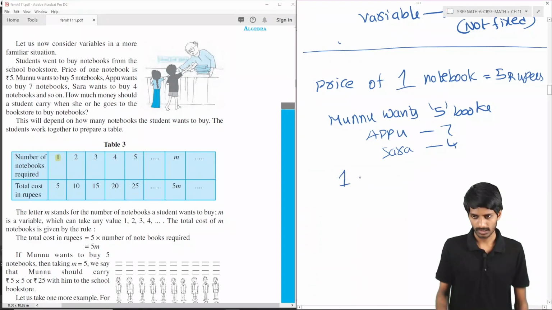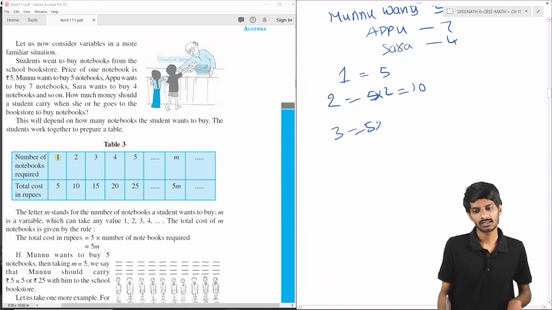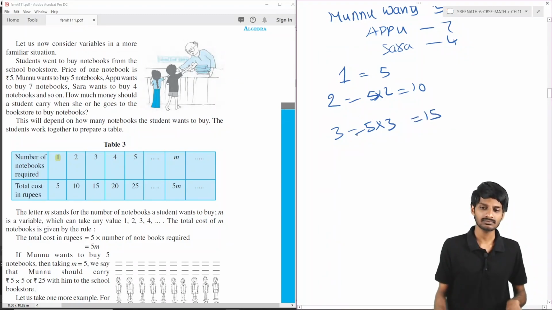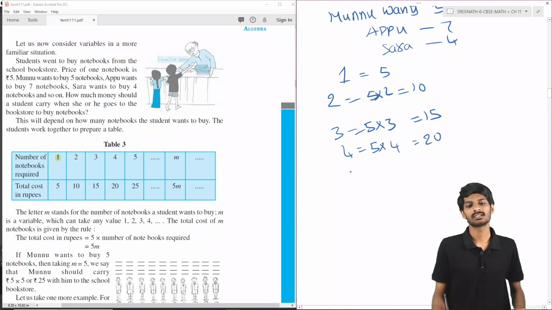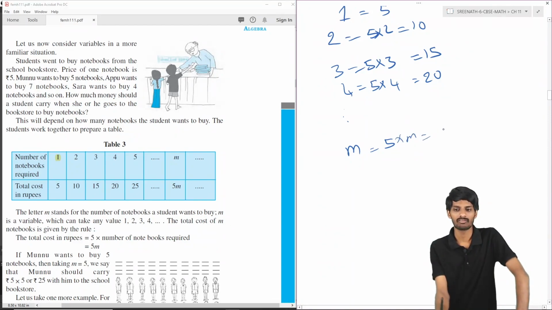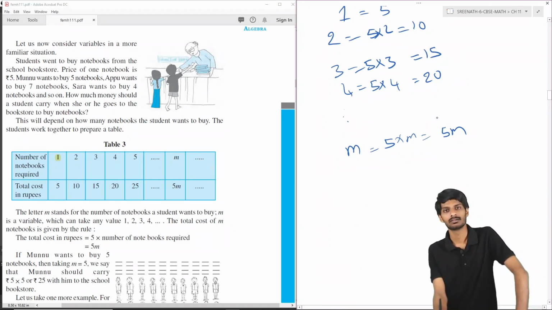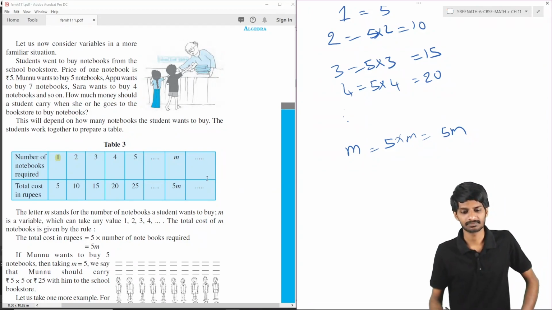Always simple. For one notebook it is 5. For 2 notebooks, that is equal to 5 into 2, that is equal to 10. For 3 notebooks, 5 into 3, that is equal to 15. Like that, for 4 notebooks, that is 5 into 4, that is 20. Like that it goes on. For M notebooks, how much? That is 5 into M, 5M. Okay students, so if the number of books wanted is M, then the total is 5M.